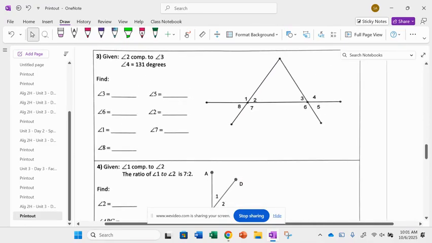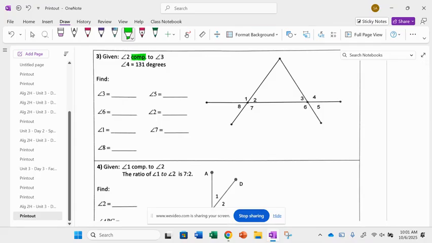All right. So you want to be really, really careful when you read. It says angle 2 comp to angle 3. Comp does not mean congruent. Congruent means they're the same. What do you think comp is short for? Jonah? Good. Comp is short for complementary. What does complementary add to be? 90. Complementary angles add to 90. So they're saying angle 2 plus angle 3 add to 90 together. So we'll keep that in our heads.